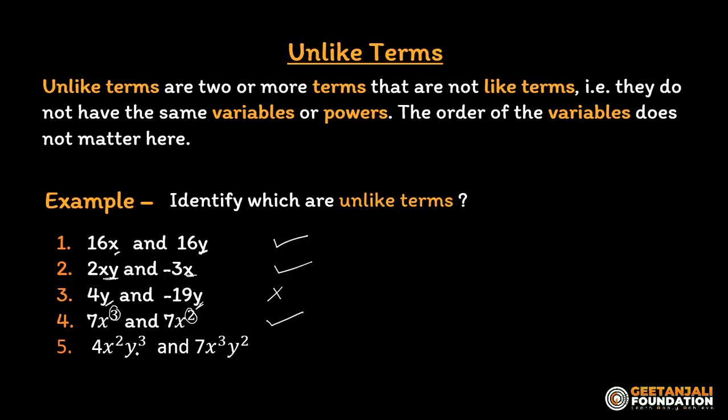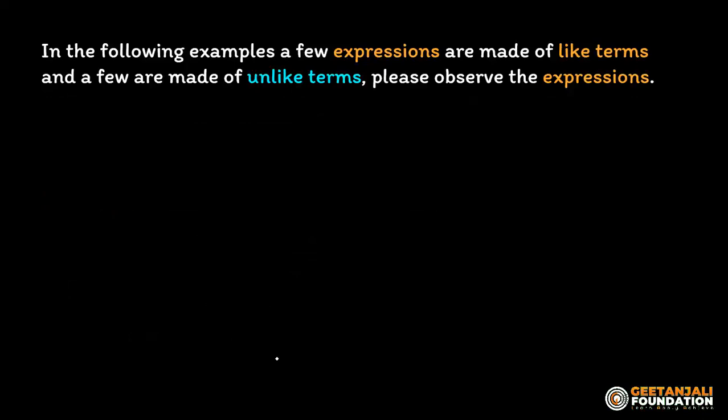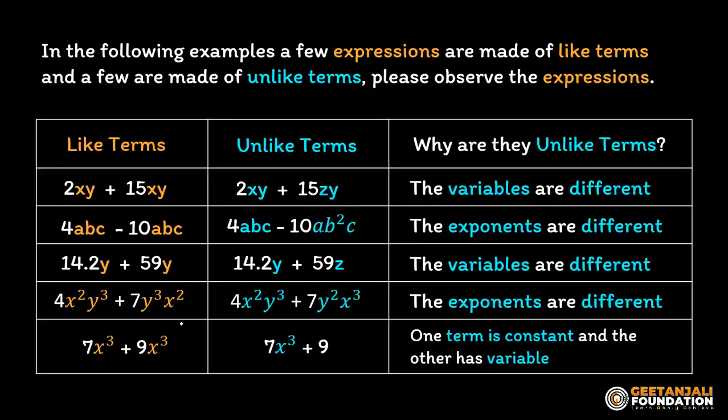Here x square y cubed, x cubed y square. X and y, both the variables are there in both the cases, but here the exponent of x is 2, whereas here the exponent of x is 3. So these are unlike terms. I've taken a few more examples. In these, a few expressions are made by like terms and a few are made by unlike terms. Observe them once again. All these examples are expressions now, as there are plus or minus signs and two or more terms.